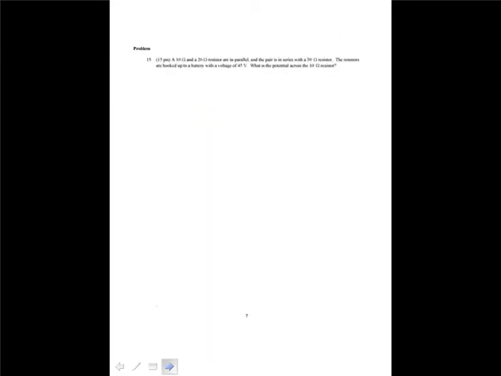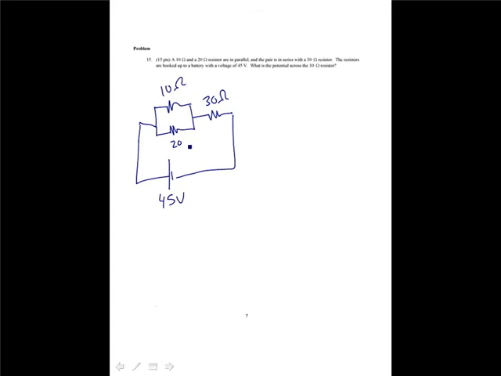Okay. A 10 and 20 ohm resistor in parallel, and the pair is in series with a 30 ohm resistor. And they're all hooked up to a 45 volt battery, so it's something like this. You have a 10, 20, 30. This is 45 volts. These are all in ohms. And I want to know what is the potential across the 10 ohm resistor. So I want to know what is the potential across this resistor.